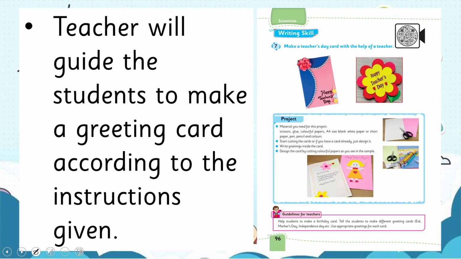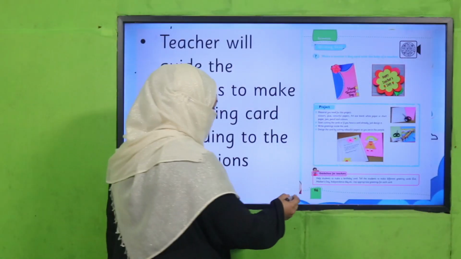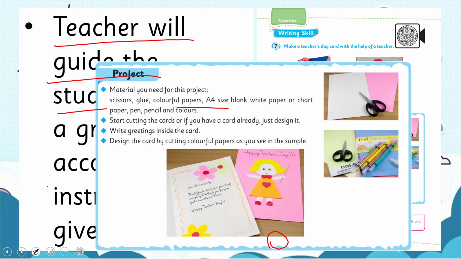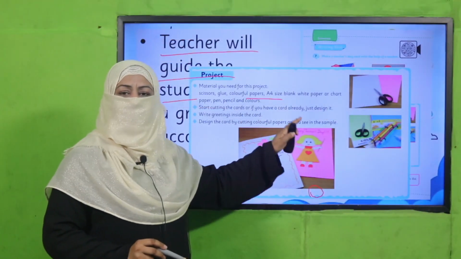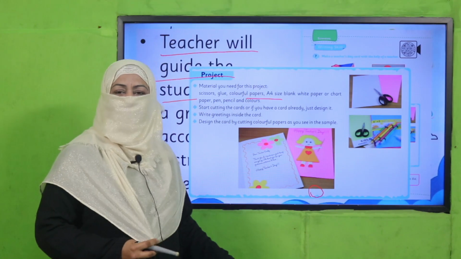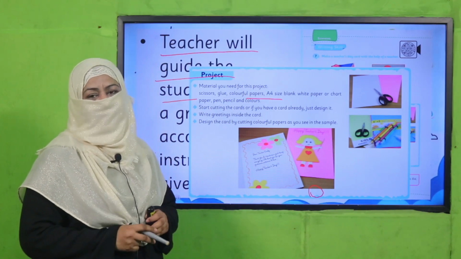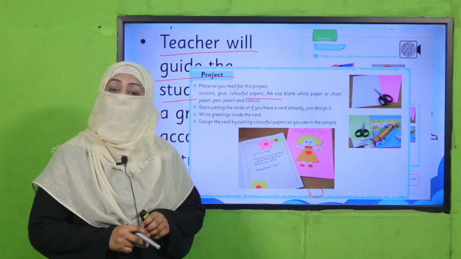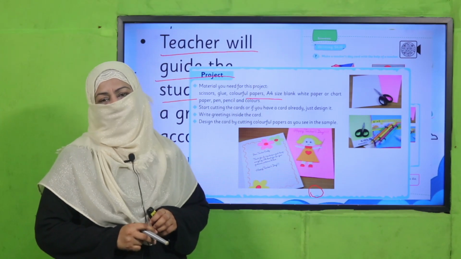Now let's practice it through an activity. All the instructions are there. All of you open your book on page number 96. Teacher will guide the students to make a greeting card according to the instructions given. Here in the form of this project, all the instructions are given. Teachers, kindly provide all the required stuff to students and do help them in making a beautiful greeting card. So pause the video. All of you enjoy making a greeting card, and after that come back.